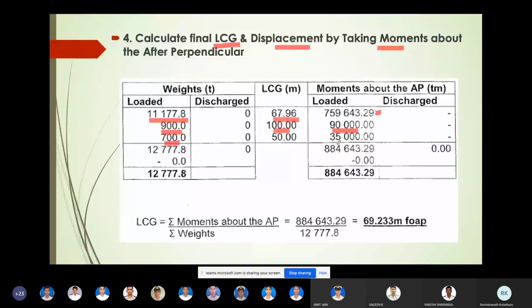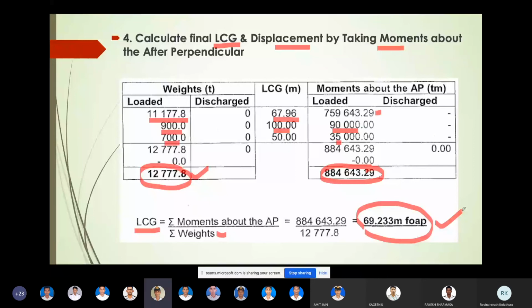So finally, I get the final displacement of the ship and moments. To get the final LCG of the ship, the final moments divided by weights will give me my final LCG of the ship, 69.233. Okay, so now I got my final LCG of the ship and the final displacement. Now with these two values, how do I go to the next step? After this, what do I do?